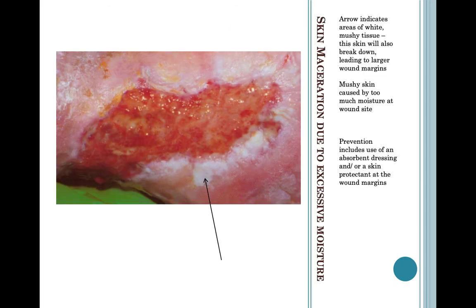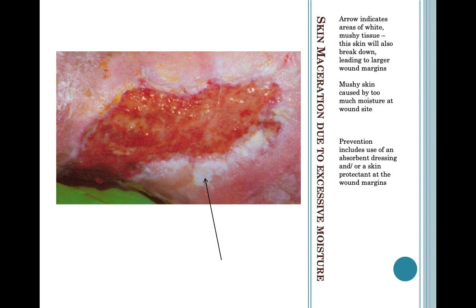And so here's a picture that shows you what maceration is. If you've ever had a water blister and that blister bursts or drains, and you see that white mushy skin that happens over the roof of the blister, that's what maceration is. And so here we have a picture of somebody who has a venous insufficiency ulcer, which tends to put out a lot of fluid as part of the wound exudate.